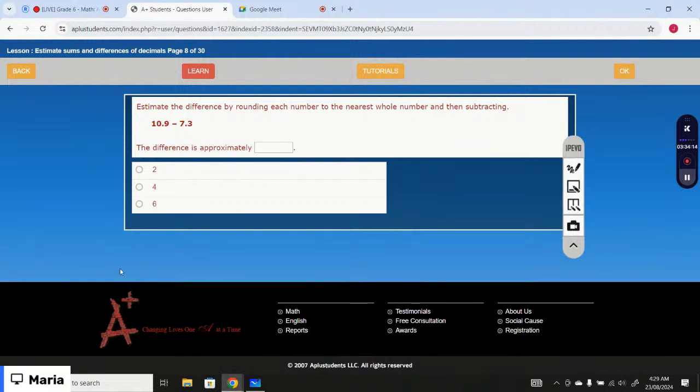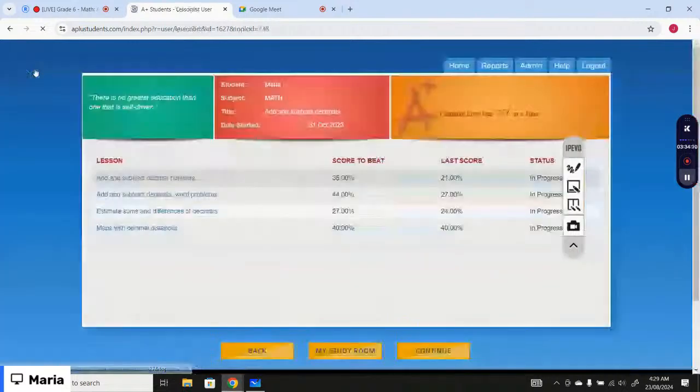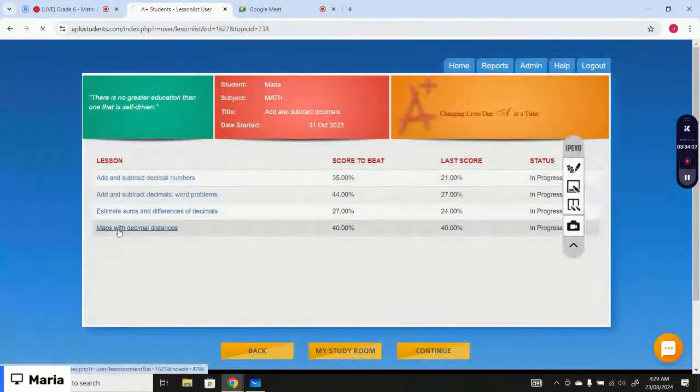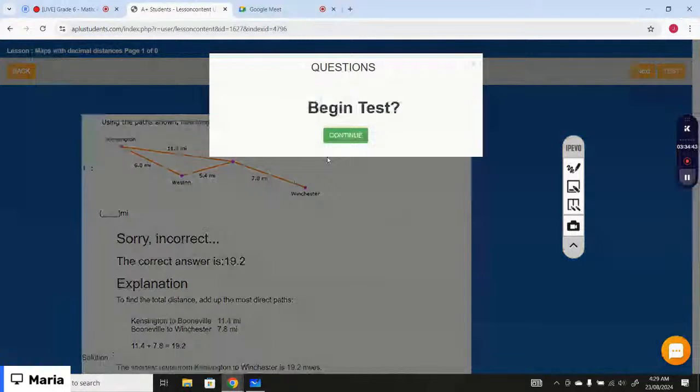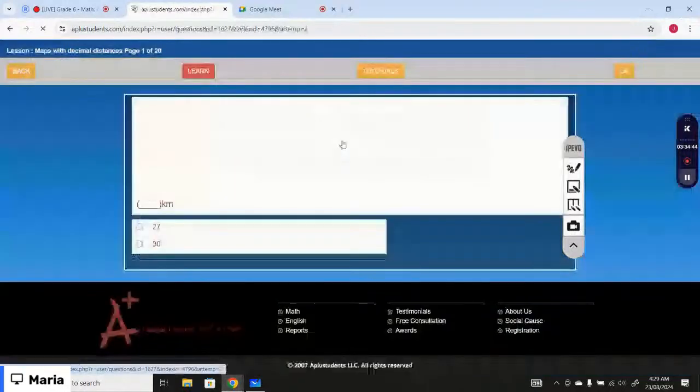Okay, you can complete the lesson by yourself later today. Let me just move on to the next lesson, and the next lesson is maps with decimal distances. Let's just start with the lesson. Okay, so let's just start with the test question. Let's see how we find the distance using the maps.